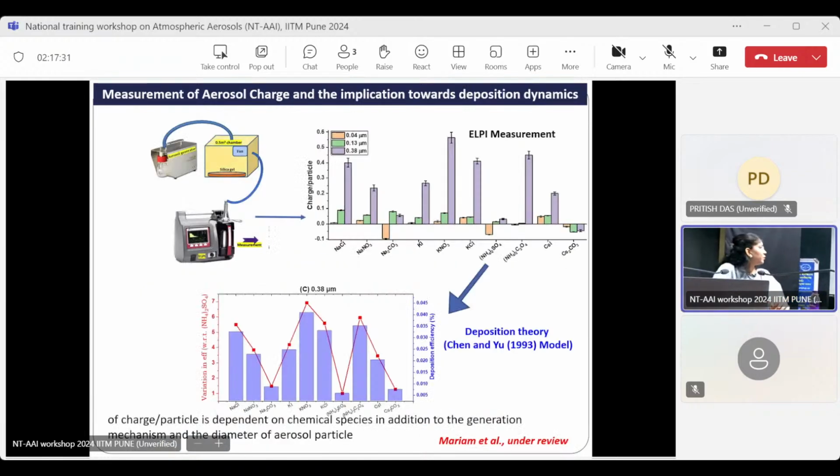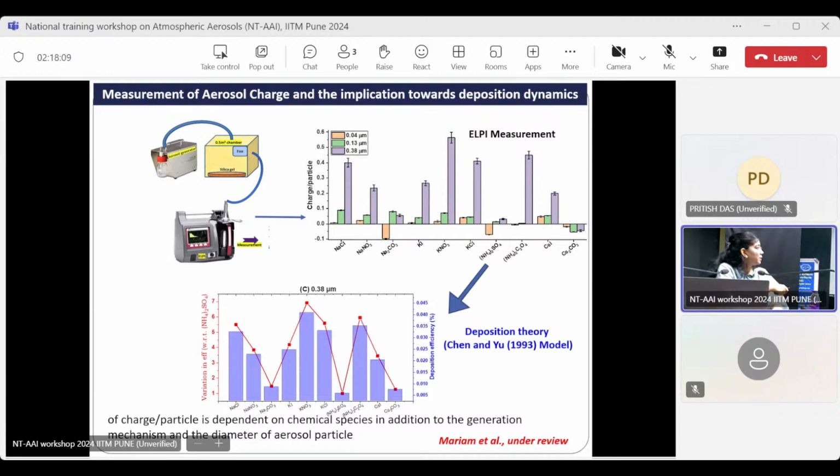Then we did a few more actual experiments with the ELPI. These species: NaCl, sodium nitrate, carbonate, etc. With the ELPI, we measured the charge per particle. What we observed is that the charge carried by the particle is dependent on the species also. If you see sodium carbonate and NaCl at size 0.04 micron, one is giving you positive polarity, the other is giving you negative polarity. So you cannot take one value and do all your calculation.